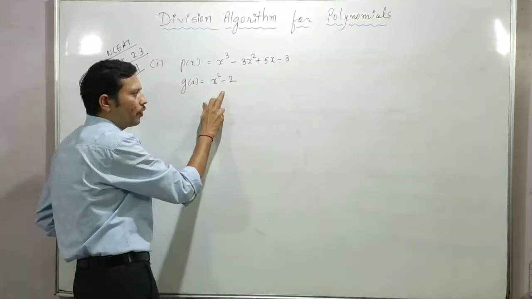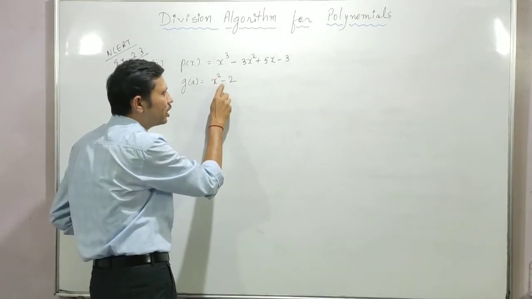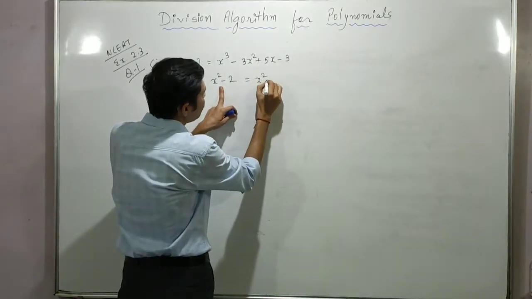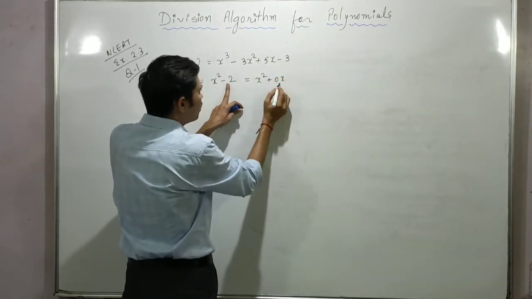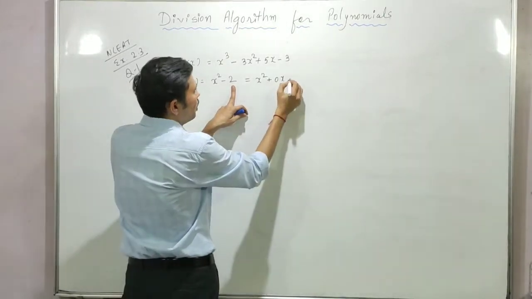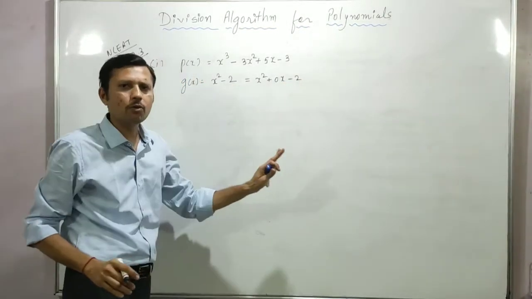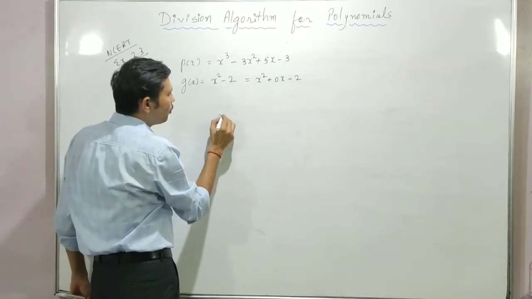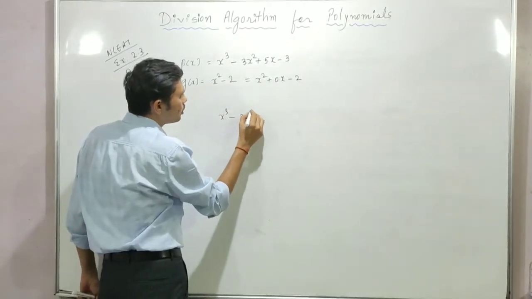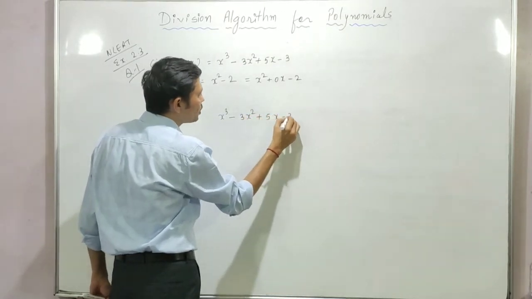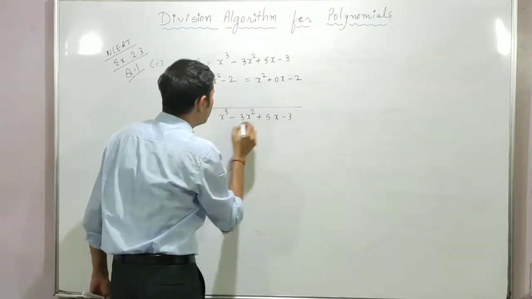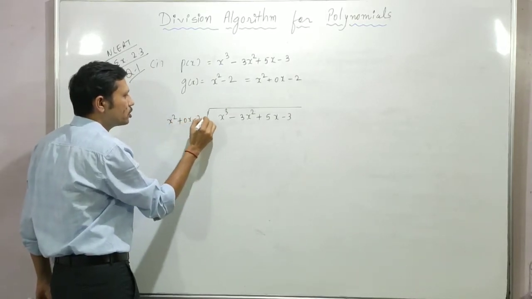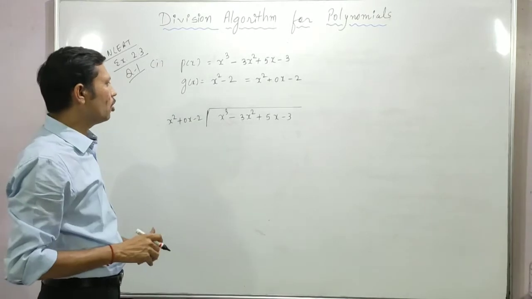But come to the g of x. Here the higher power is 2. After that the power 1 is missing here. So I suggest we have to write down here 0x, term x with the coefficient 0, and minus 2 to make our calculation easy. Okay. Now take the dividend polynomial x cube minus 3x square plus 5x minus 3. That I will divide with the divisor polynomial, that is x square plus 0x minus 2. Now perform the long division.